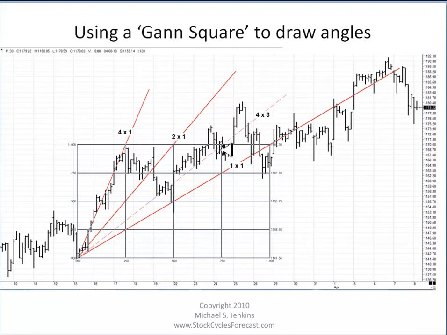The 4x3 angle is an oddball angle. Sometimes I use these, but they're not always that important. But the 1x1 over here is the most important, because after this one is broken, you usually end the bull market.